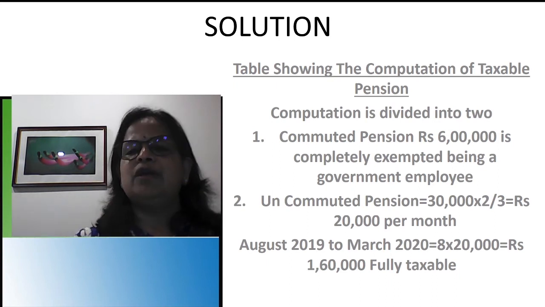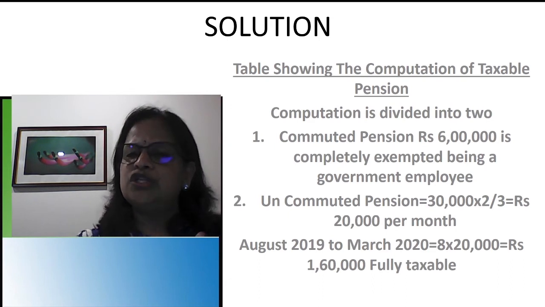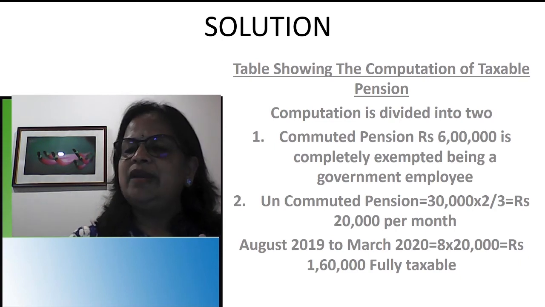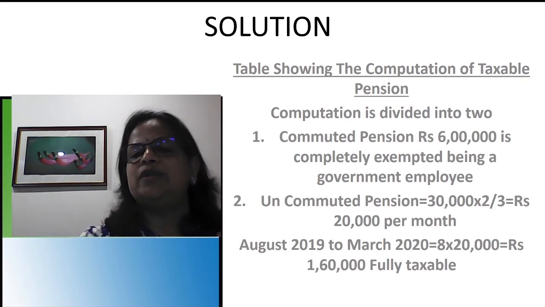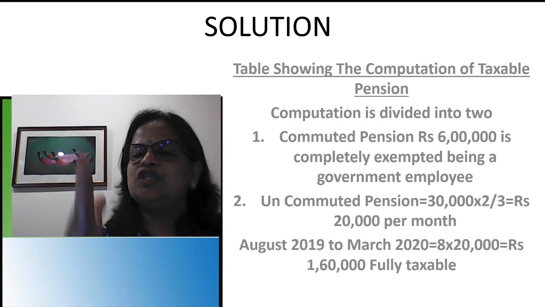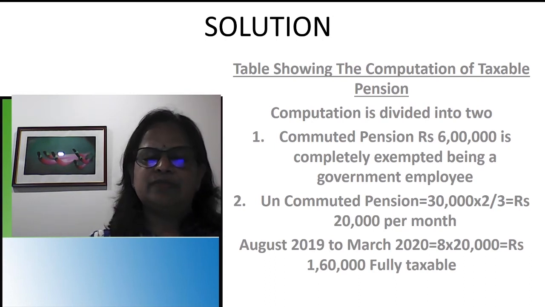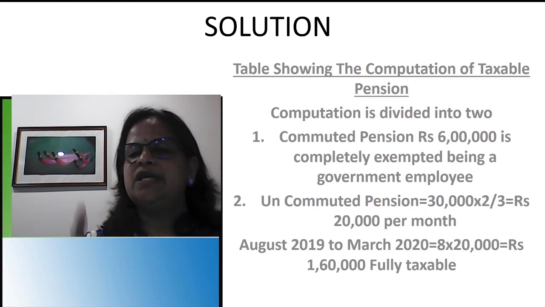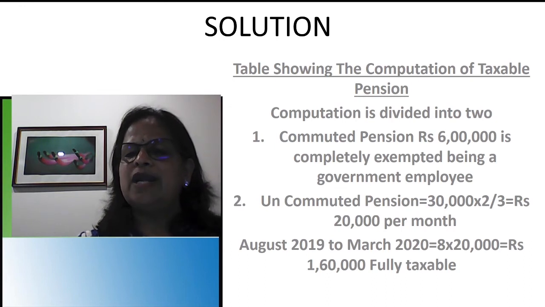Now we are coming to uncommuted pension. I told you from August only he will get. He commuted 1/3, so the remaining pension will reduce to 20,000. 1/3 meaning 10,000 is gone from his regular pension. Now he will get 20,000 only, reduced per month. And how many months? August, September, October, November, December, January, February, March: 8 months. 8 months into 20,000, 1,60,000, fully taxable. Uncommuted pension is fully taxable.